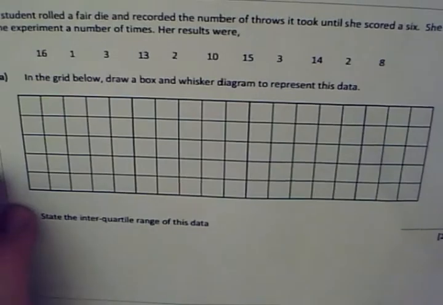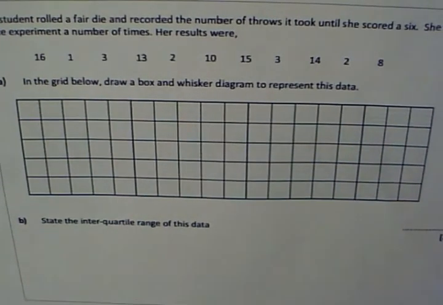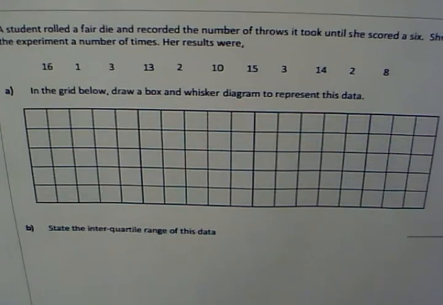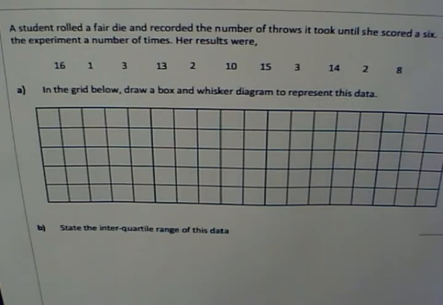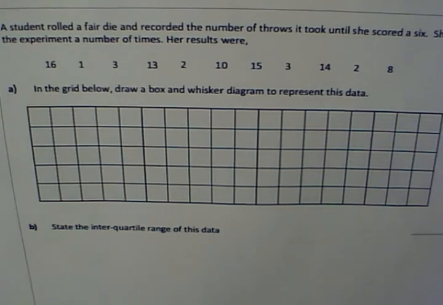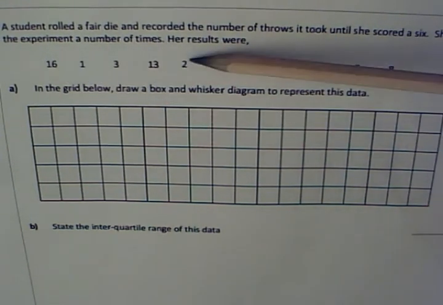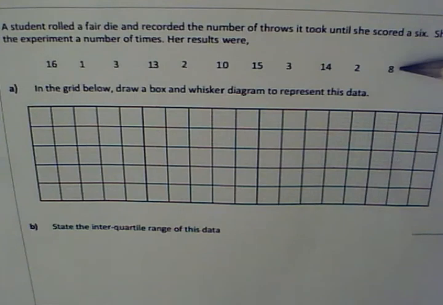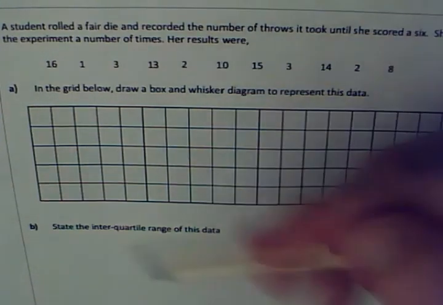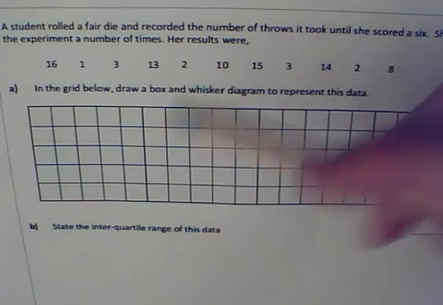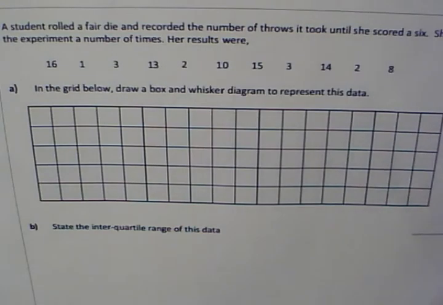Next bit, next question, next page. So, here we go. A student rolled a fair dice and recorded the number of throws it took until she recorded a 6. She repeated the experiment a number of times and her results were these. Firstly, let's just check how many times she did it. 1, 2, 3, 4, 5, 6, 7, 8, 9, 10, 11 times. Okay, so I'm going to put them in order because to be able to find the median, the lower quartile, all the information I need.